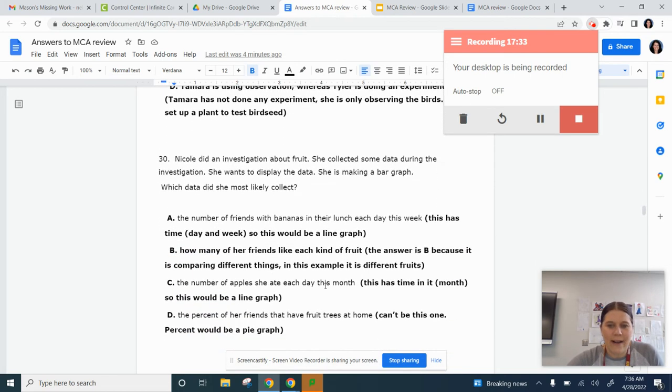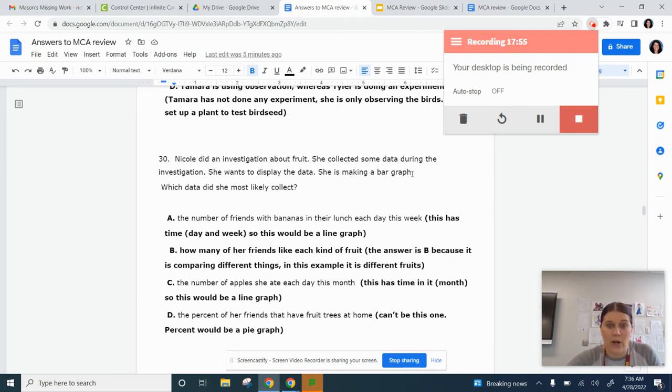30. Oh boy, I got lots of stuff here, don't I? Making a bar graph. Okay, bar graph is when we're comparing different things. Line graph has to do with time. Pie chart has to do with percent. So A, it said here, each day this week. That's a line graph. We're dealing with time.